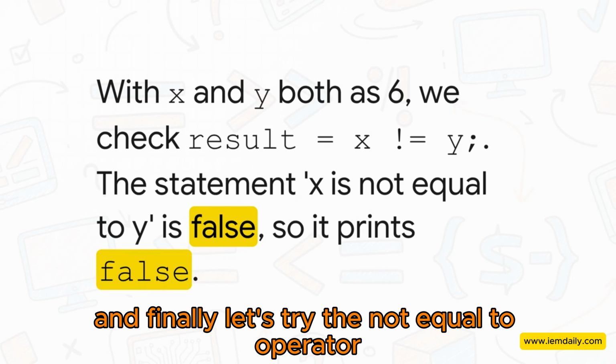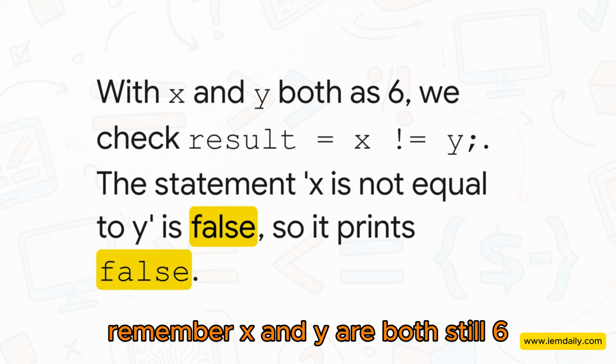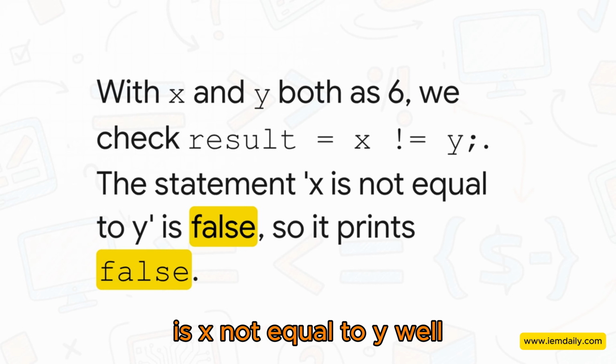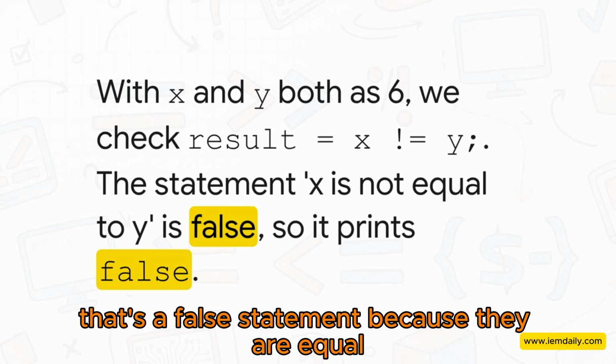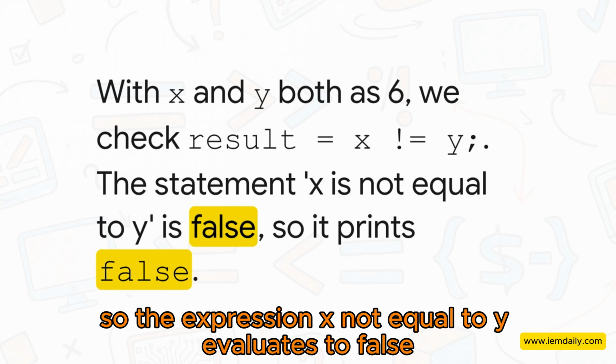And finally, let's try the not equal to operator. Remember, x and y are both still 6. So if we ask the question, is x not equal to y? Well, that's a false statement because they are equal. So the expression x not equal to y evaluates to false.